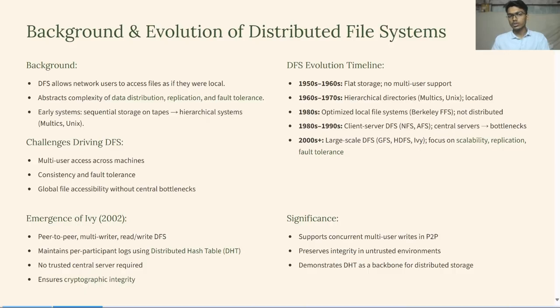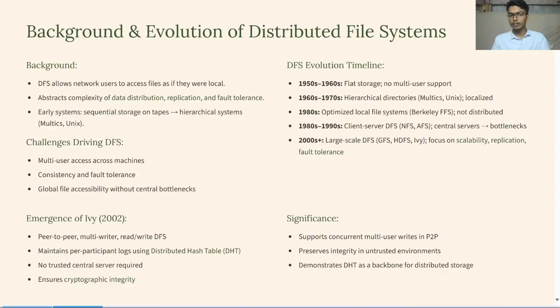DFS allows users on a network to access files as if they were stored locally. It abstracts the underlying complexity of data distribution, replication, and fault tolerance. Initially, the file system was simple sequential storage on tapes, which later evolved into hierarchical systems like Multics and Unix, introducing directories and structured organization. The key challenges driving the development of the DFS were providing multi-user access across machines, ensuring consistency and fault tolerance, and enabling global file accessibility without creating central bottlenecks.